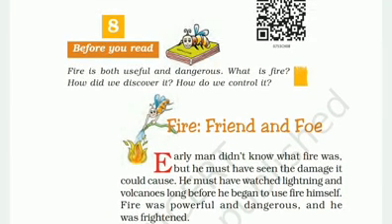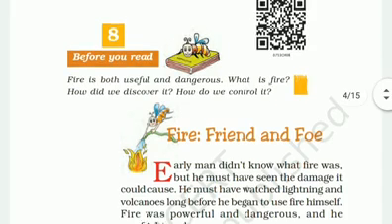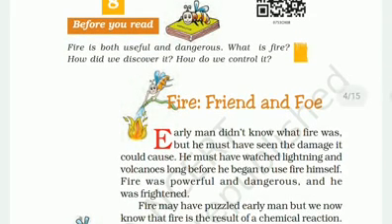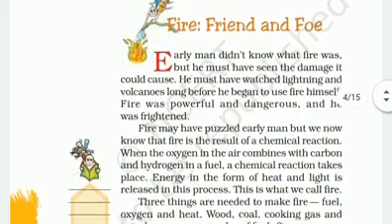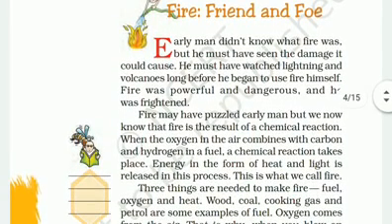Today we are going to learn a new chapter from our textbook. Fire, friend and foe. Foe means enemy. So how the fire will be our friend and foe, that we are going to check. Fire is both useful and dangerous. What is fire? How did we discover it? How do we control it? That only we are going to check in this chapter. So let's go to the chapter.